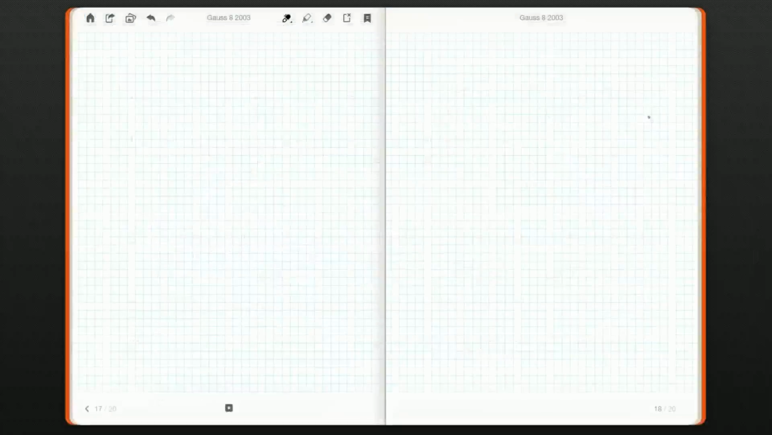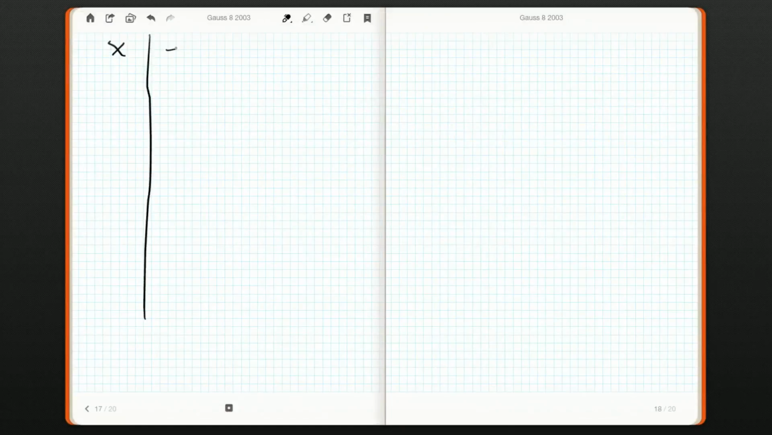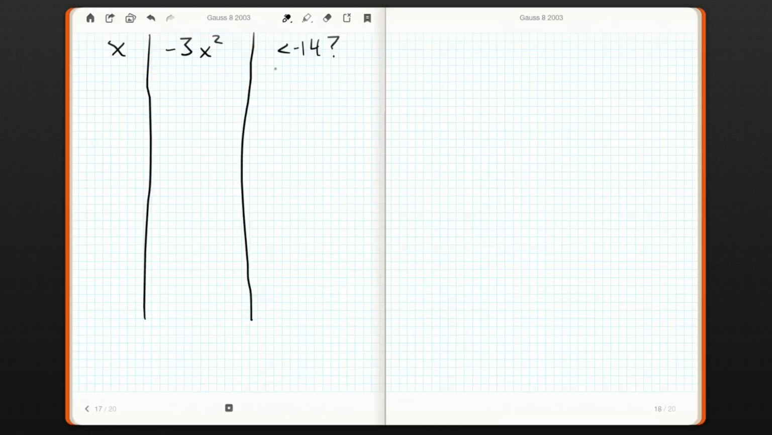So let's go to our notepad, and we've got x, -3x squared, and -14, or is it less than -14? Notice that to be less than -14, we're going to specifically want things like -15, -16. Don't be fooled, we're not looking for things like -7 or -9, that sort of stuff.